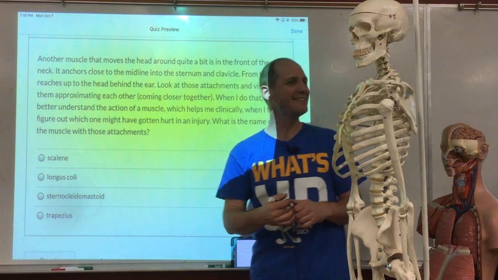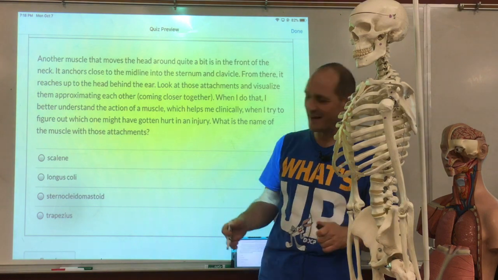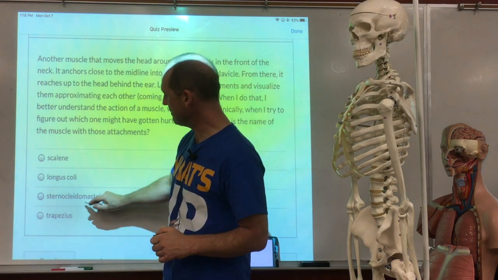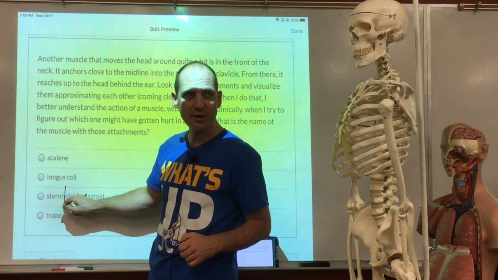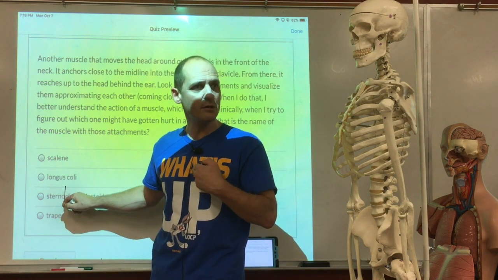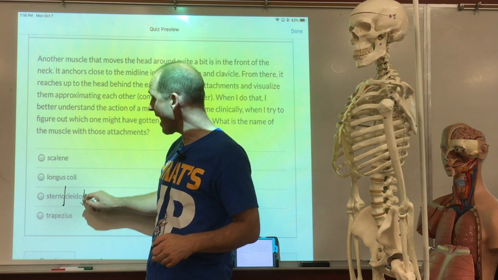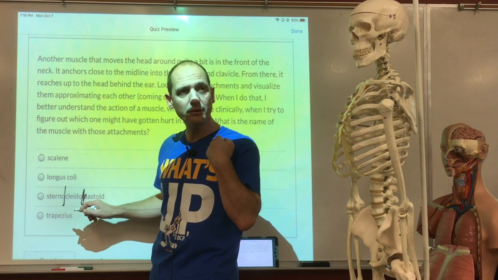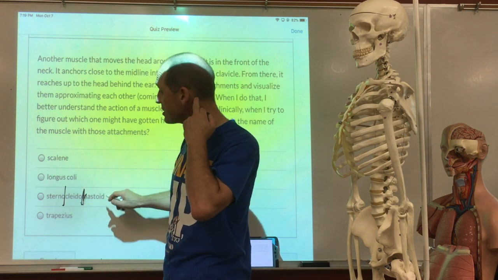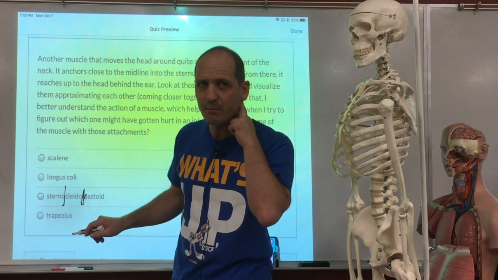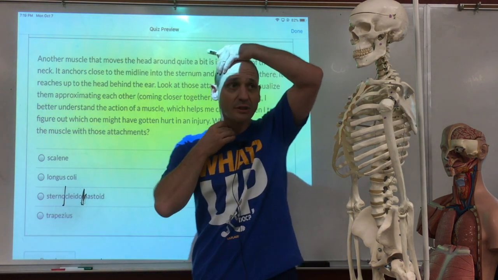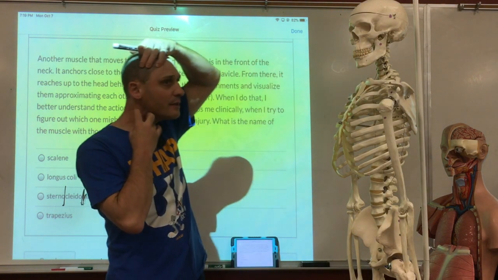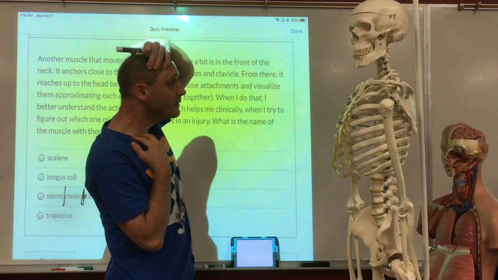Sternocleidomastoid. Isn't that a nice name? I like that name, that's for sure. The name is sternum, chest plate, cleido, clavicle, collarbone, mastoid, behind the ear. That's why you learned that landmark in the skull. So that's the muscle that is doing this, sticking out right here on the side.